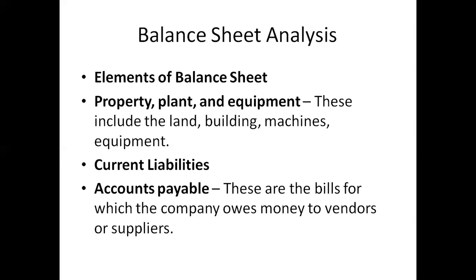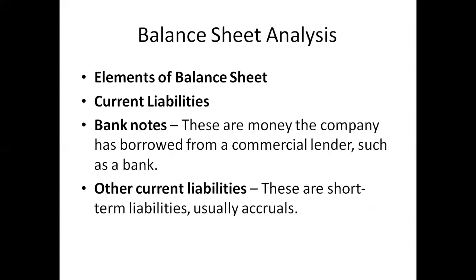Now, current liabilities. Like previously we had said, there are accounts payable and accounts receivable. Accounts receivable is just sundry debtors, that is the people who buy from you on credit. Now there will be people, or companies, from which you buy on credit, and these are known as sundry creditors in the balance sheet. These are the bills which the company owes, or the amount which the company owes to vendors or the suppliers.